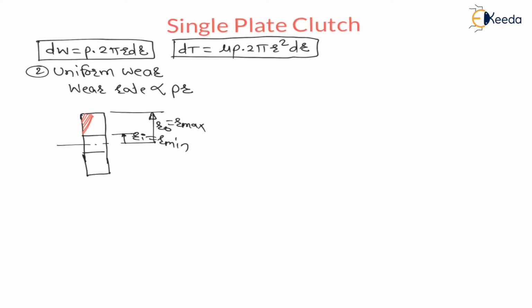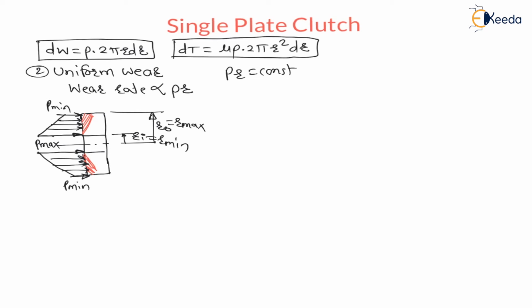Like this. The wear will start from the outside surface, and the pressure distribution will change. On the inside surface there will be a maximum pressure, and on the outside surface there is a minimum pressure, and the pressure changes uniformly here because the radius is uniformly changing. This is because uniform wear rate means PR is constant.